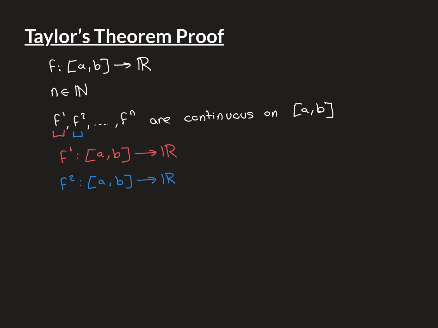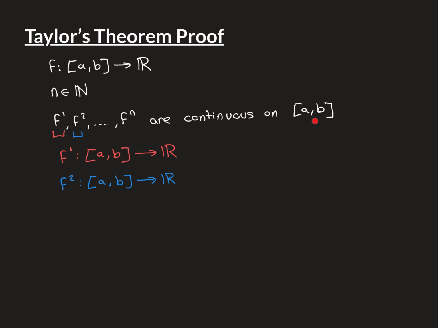And we're insisting that this is going to carry on n times, so n times this function is going to be differentiable everywhere on this closed interval from a to b, and we want these functions, the first derivative, the second derivative, all the way up to the nth derivative, to be continuous everywhere on this closed interval from a to b.